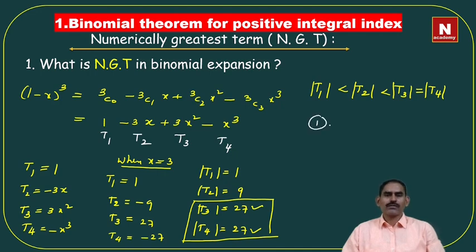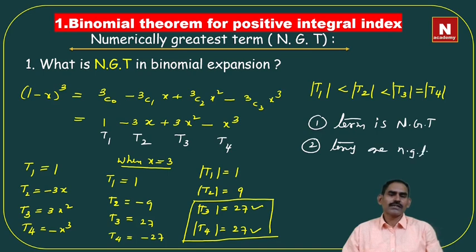So that means in the previous example, one term is numerically greatest term. In the second example, we have two terms that are numerically greatest terms.